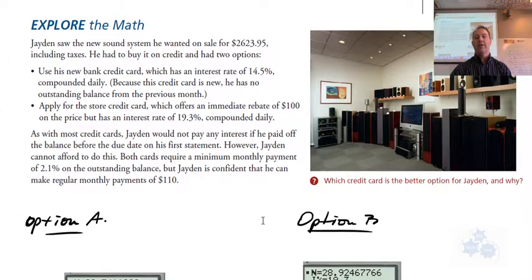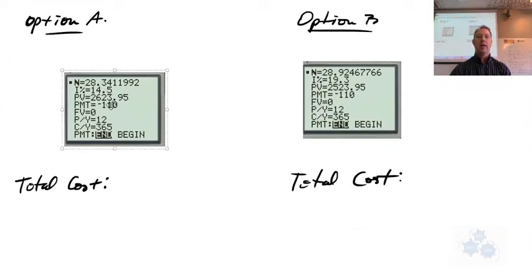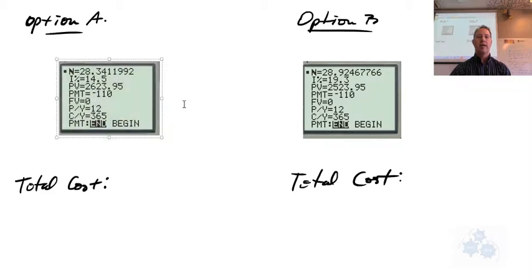So on your graphing calculator, on the finance option, this is what it should look like, and we're going to calculate the total cost in a second. But option A, here's the percent, 14.5%. Here's the total, $2,623.95. There's the payment. It's monthly. The payments are monthly. The compounding periods are daily, so 365 per year.